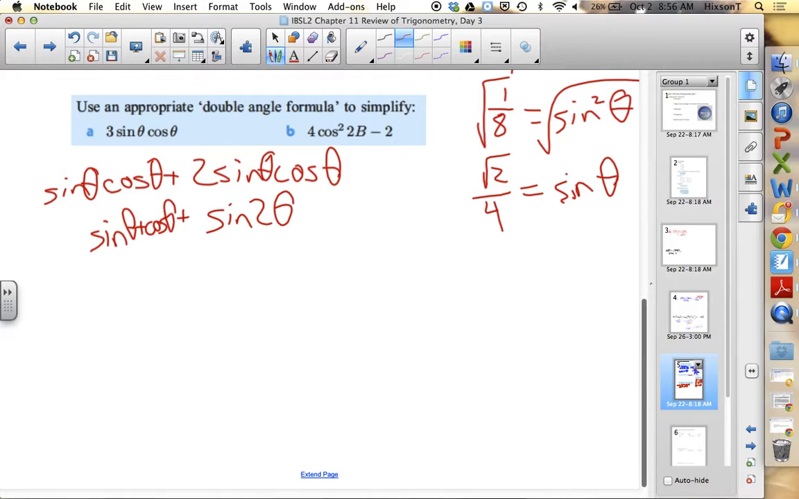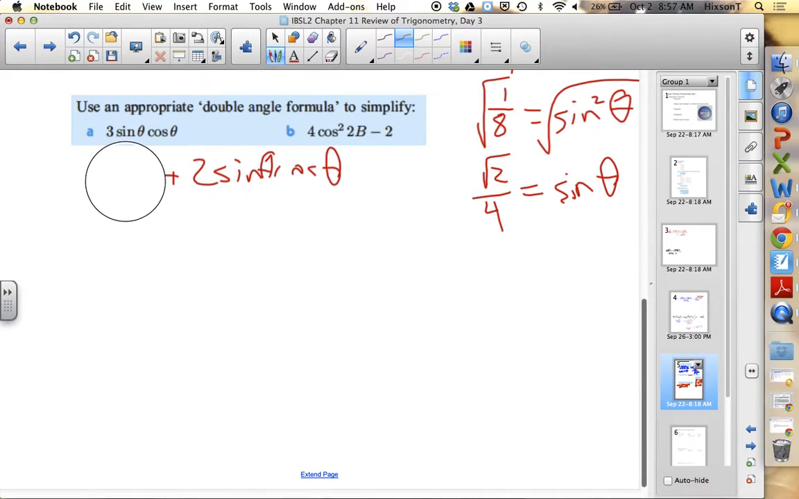Isn't there an identity for sine times cosine? Well, 2 sine cosine. No, sine times cosine. Well, I know sine times cosine. There's no specific identity for that, for just 1 sine cosine. 2 sine cosine would be sine 2 theta. So the question here, guys, is that is one way to quote unquote simplify it. But is there a better way? And I would say there is.